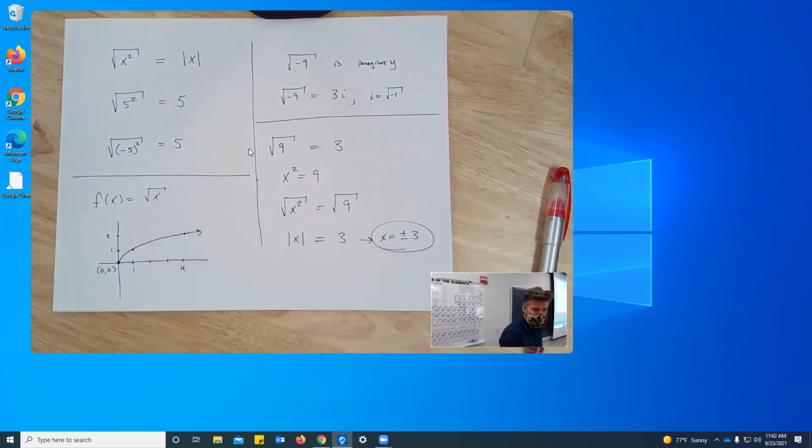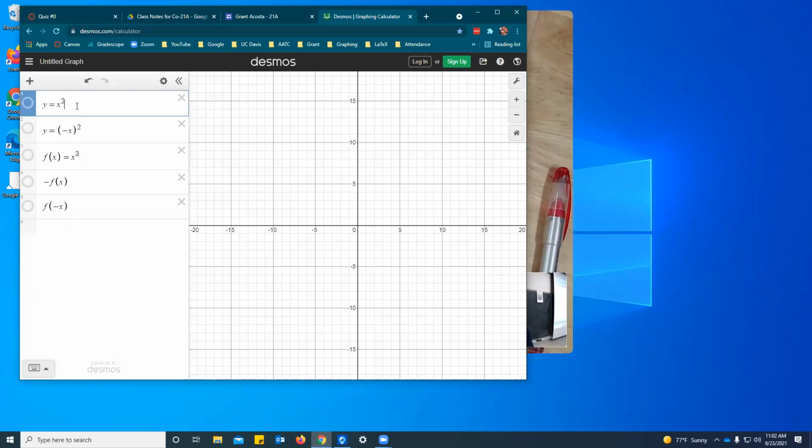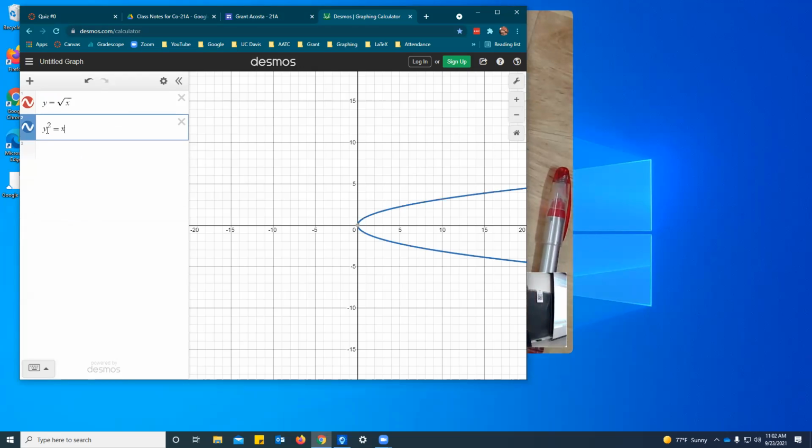In fact, this is a great time for Desmos. It's nice to be able to see really nice graphs of things. So here is the square root of x, and here is if I square both sides. They're different. Y squared equal to x is a different graph than y equal to the square root of x. Really, we would think of it as x equal to y squared.